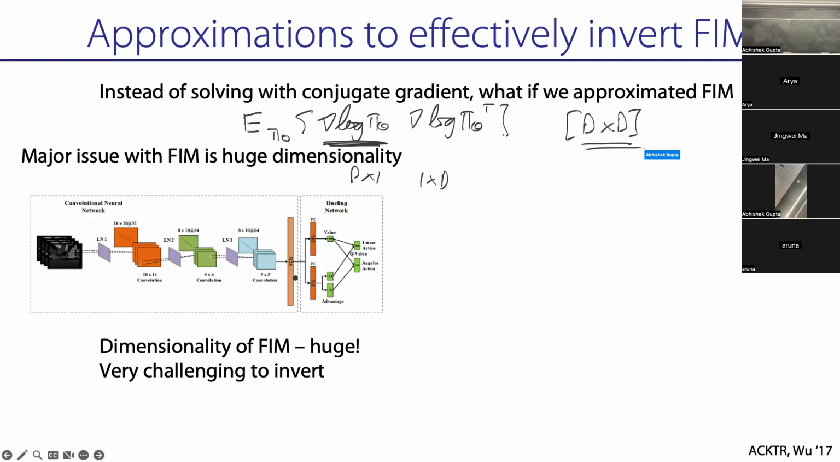Now, if you're using a huge model, let's say your model has 10 million parameters, that's a 10 million by 10 million matrix, right? Which is really hard to invert. And so what we're going to try and do instead is some approximations, which try to approximate this Fisher information metric with a simpler metric, which is much easier to invert.